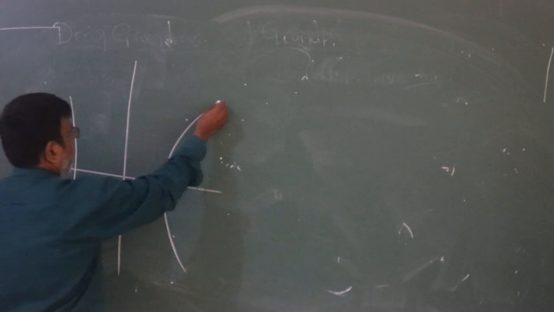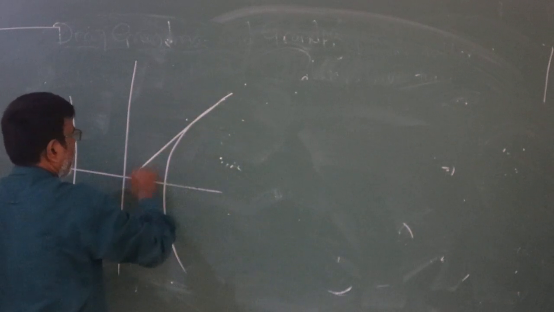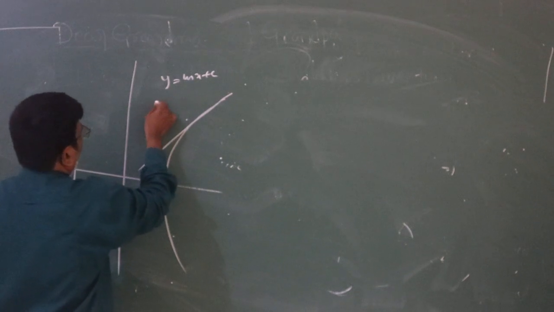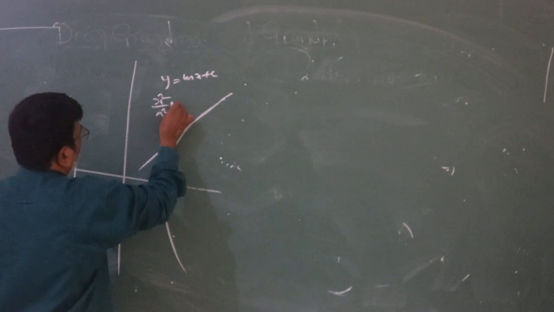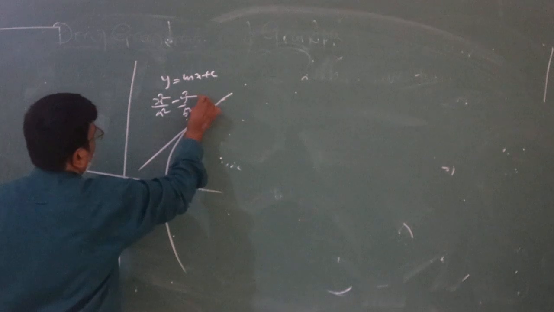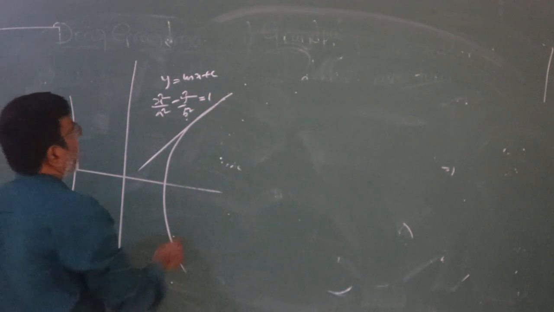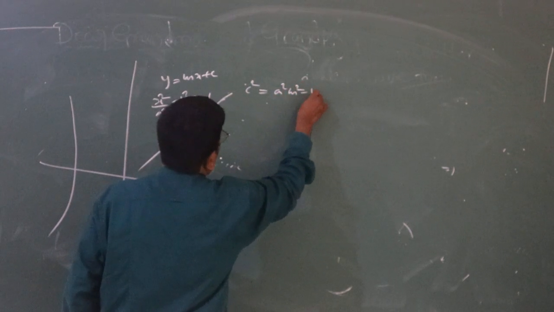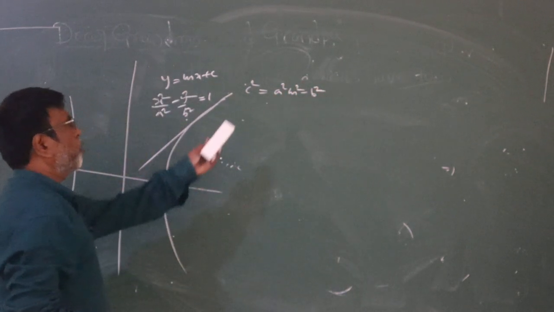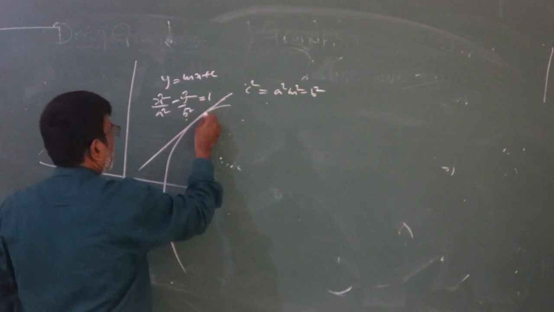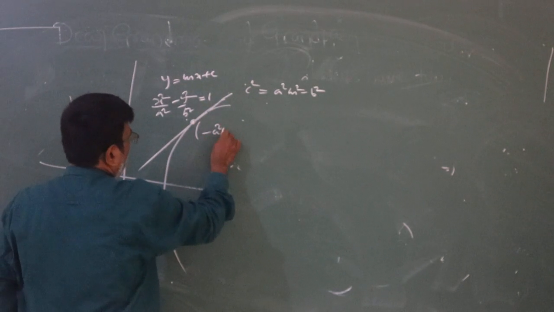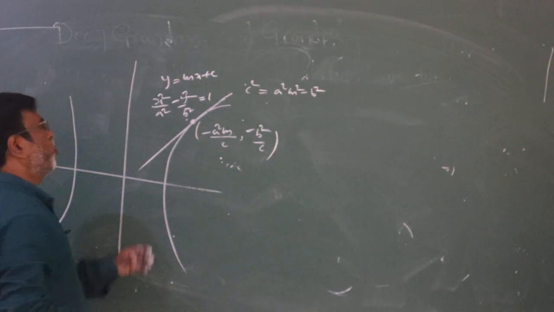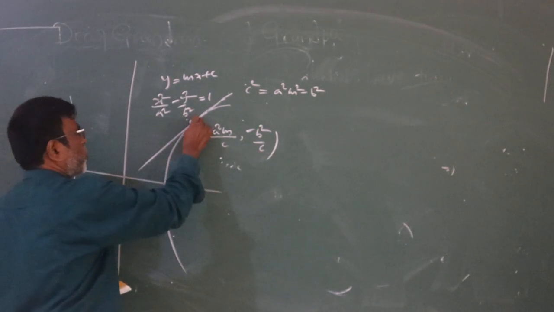So this is the tangent. This tangent is nothing but y equals mx plus c to the hyperbola x square by a square minus y square by b square equals 1. The tangent condition is c square equals a square m square minus b square, and the point of contact is minus a square m by c, minus b square by c.